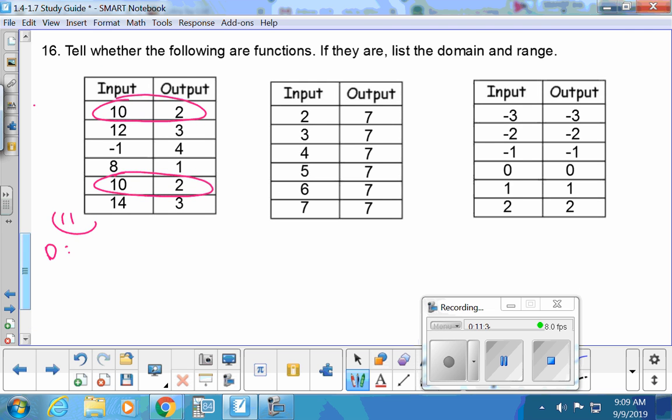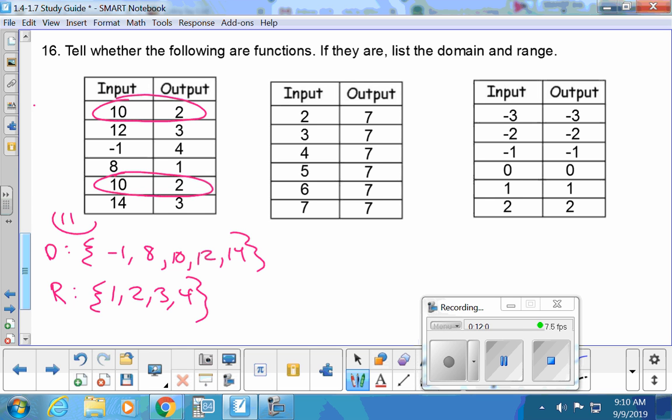So now let's list out our domain. Okay. All eyes up here, please. We're going to list out our domain. You're going to start with your smallest number. So it looks like -1, and then work your way up to the largest number. 8, 10, 12, 14. And then how about range? 1, 2, 3, and 4.